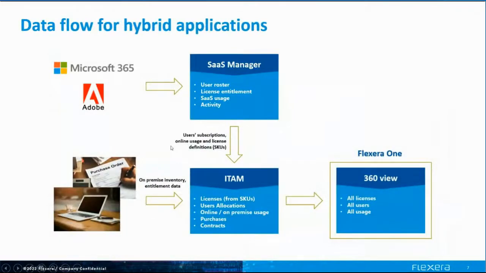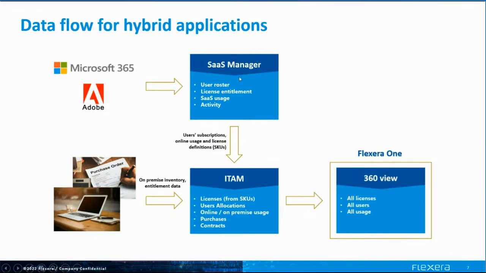If I now focus the discussion around, let's say, Microsoft 365 or Adobe, the flow that we will have is quite simple. SaaS Manager will read from the portals. It will catch the list of active users. It will catch the license entitlements. It will manage and read the SaaS usage and the activity for these applications, I would say more for Microsoft 365. Adobe will be focused on the list of active users with the active subscriptions.